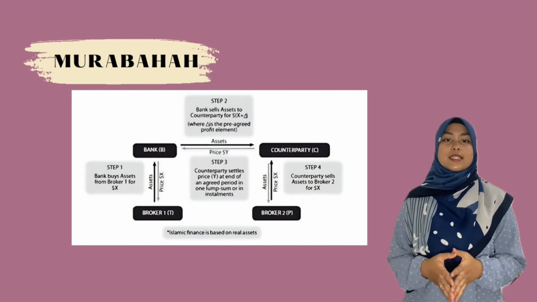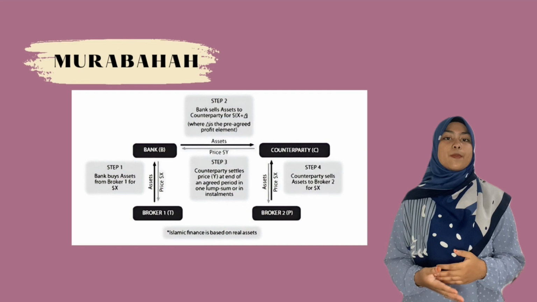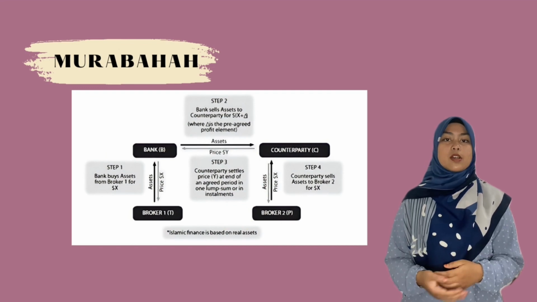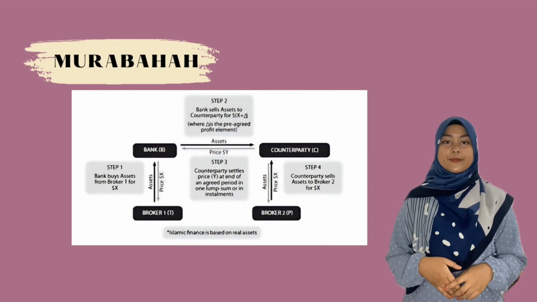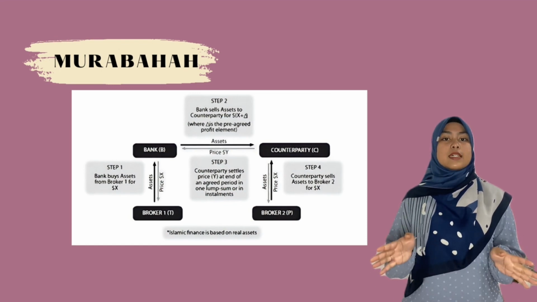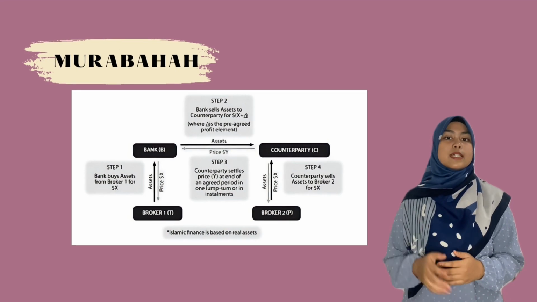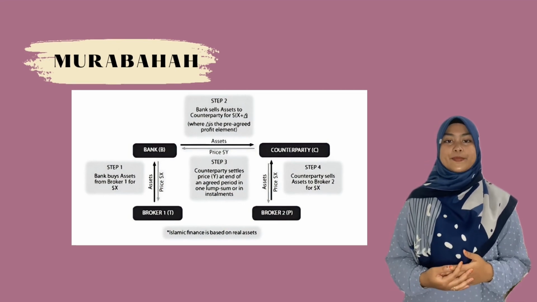Typically, the cost price is payable by the counterparty in installments, but it can also be paid as a one-time bullet payment on a specified date in the future. Last, having purchased the commodities from Bank B, the counterparty sells them to another third-party broker, which is broker 2, at a particular price.